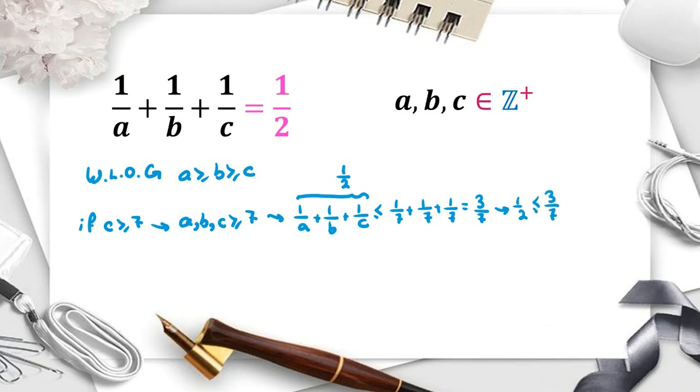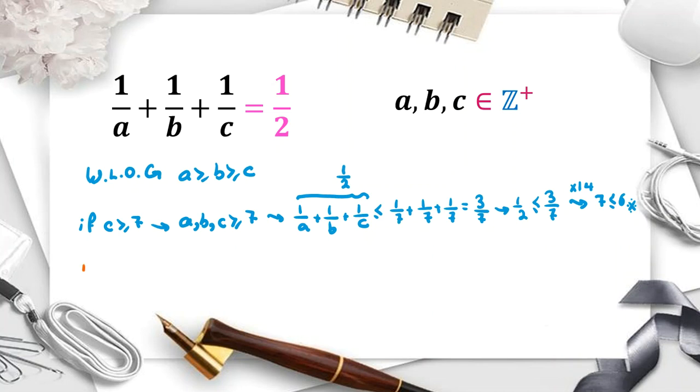Now we multiply both sides by 14. So it will be 7 less than or equal to 6, which is a contradiction. So c cannot be greater than or equal to 7. What numbers can c be? 1, 2, 3, 4, 5, 6. We should check these 6 numbers.